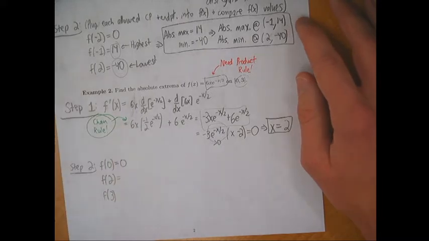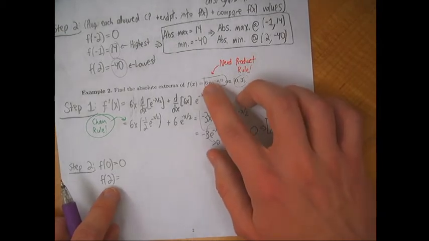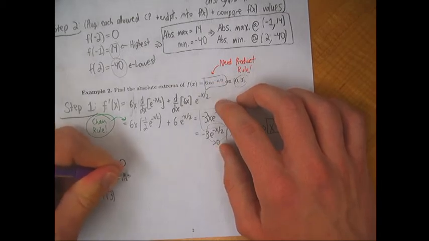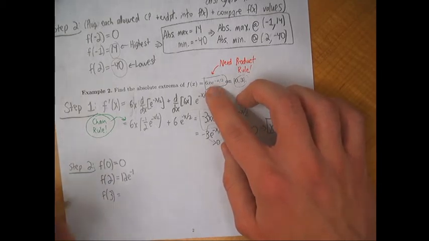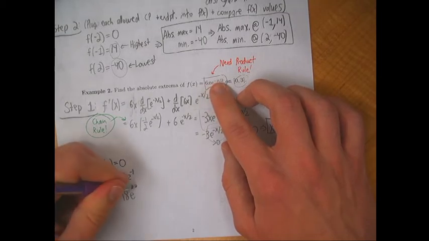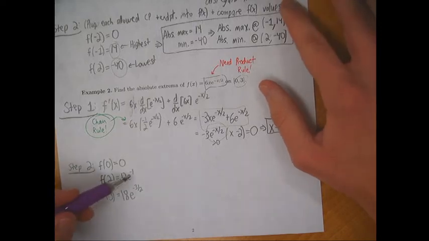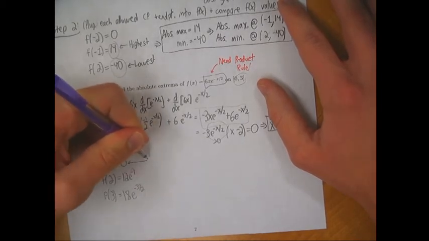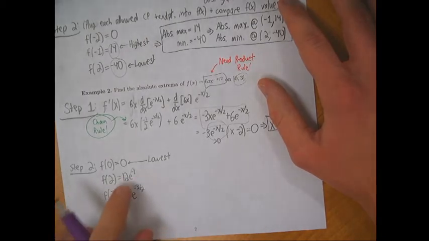f of 2, meanwhile, what's the exact value of that? We have 6 times 2 times e to the negative 2 over 2, so we have 12 times e to the negative first. And in a similar fashion, letting x equal 3 gives you 6 times 3, 18, times e to the negative 3 halves. Since the exponential is always positive, that should pretty quickly tell you that this 0 here is going to be the lowest. But which of these two is the higher one?